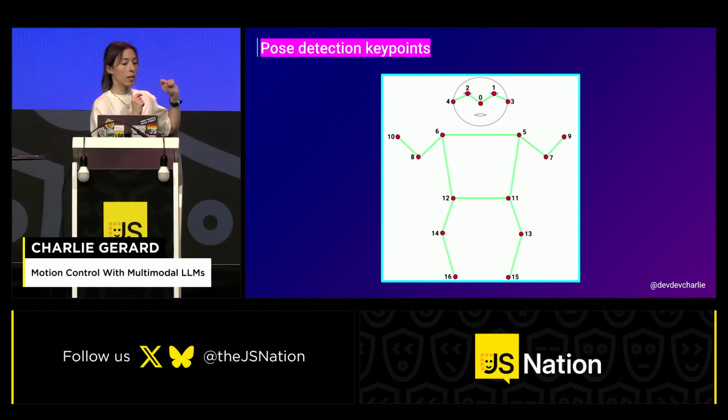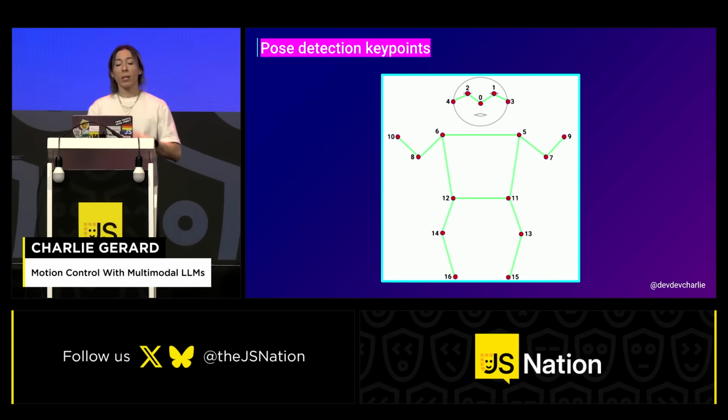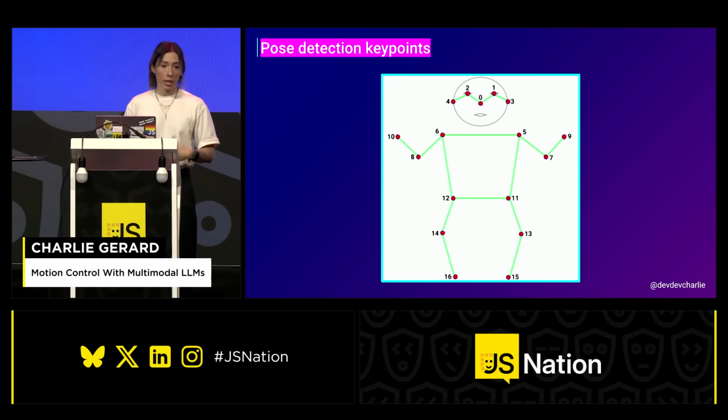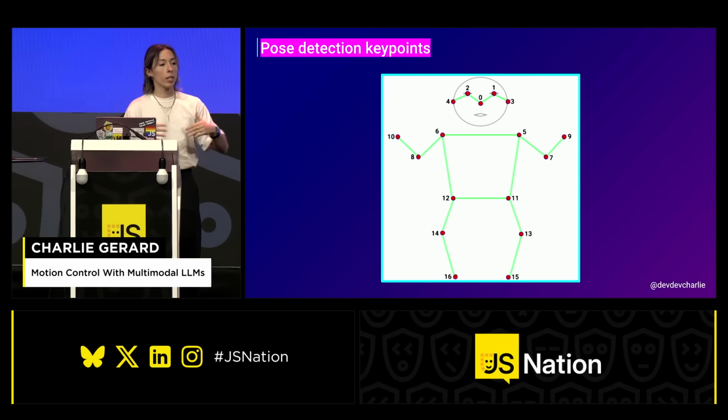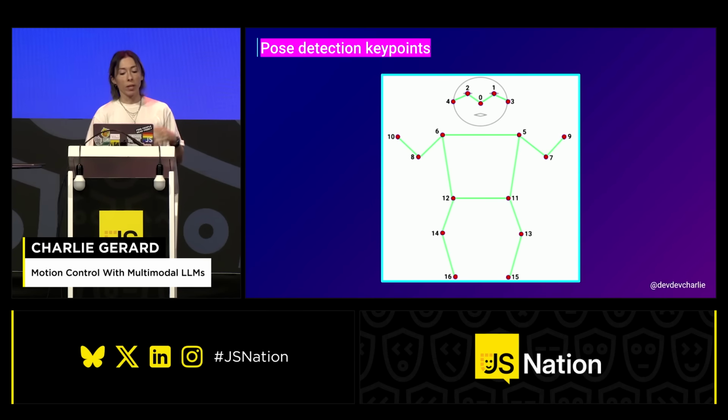And usually you get key points. So forget about the green lines. It's like the red dots. Depending on the model, you get a different amount of key points. And these key points are raw data. So it's x and y coordinates relative to the screen. And with this data that you get, you can build something like this.